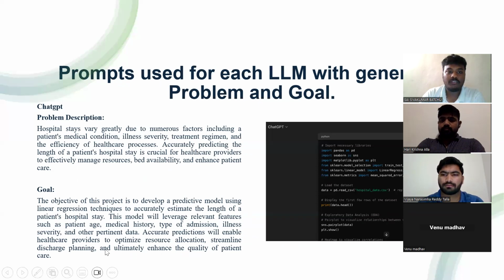And the prompt for ChatGPT: the problem description is hospital stays vary greatly due to numerous factors, including a patient's medical condition, illness, and so on. And the goal is the objective of this project is to develop a predictive model using linear regression techniques.